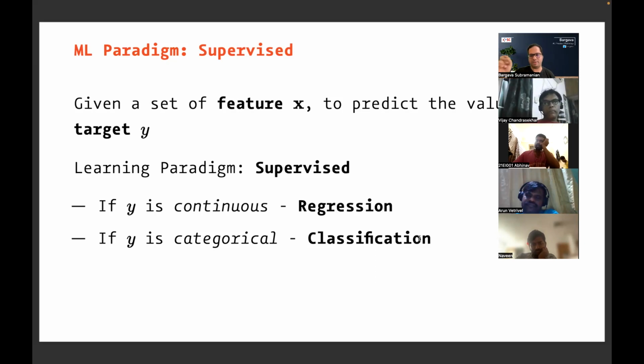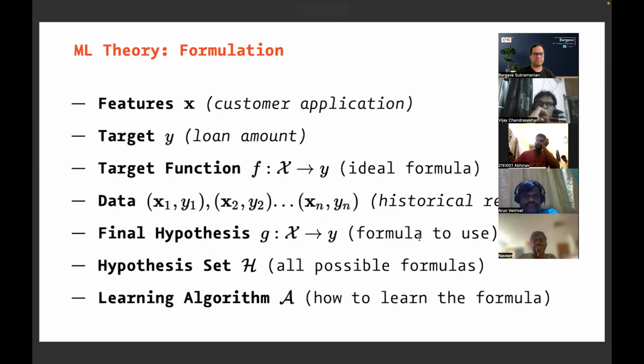Within a value of 0 and 1, I can also predict the probability of it, right? The probability is bounded between 0 and 1, so I can also know the probability in addition to predicting my entire class. So that's what it is. So let's start. We have talked about features, target. There is some target function. We'll talk a bit more about it.